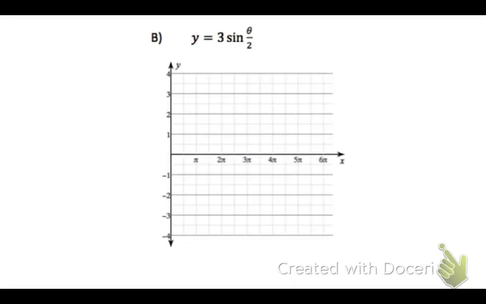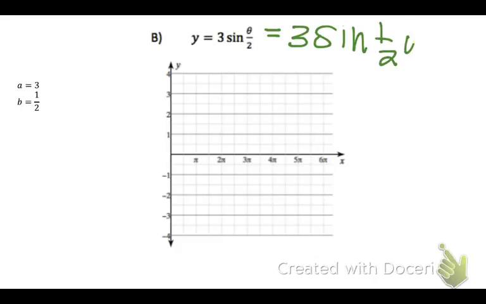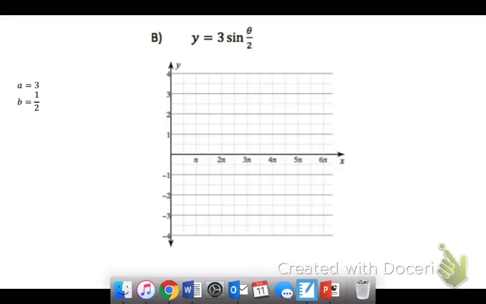Let's do another example. So here, my A is 3, my B is 1/2. Because if you have theta over 2, that's the same thing as, we could rewrite this as 3 sine of 1/2 theta. That's the same thing. So my amplitude is 3.